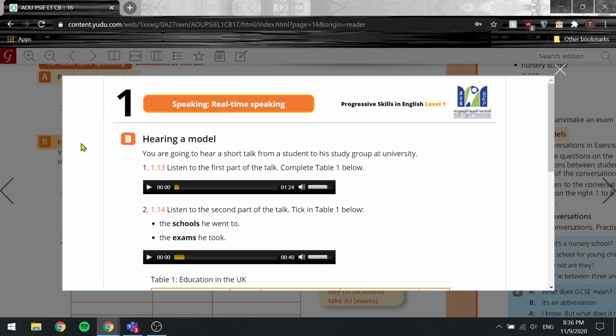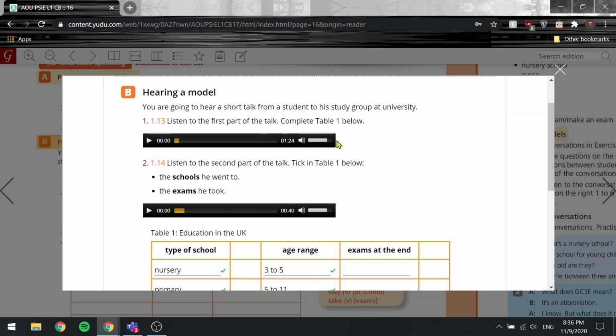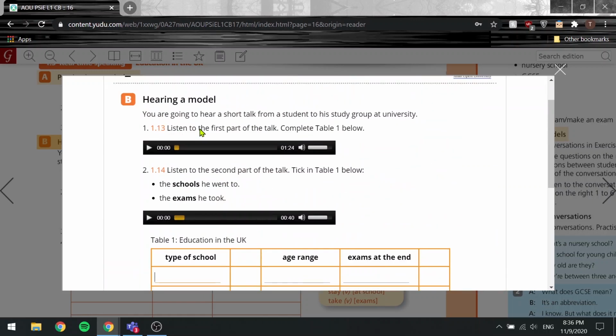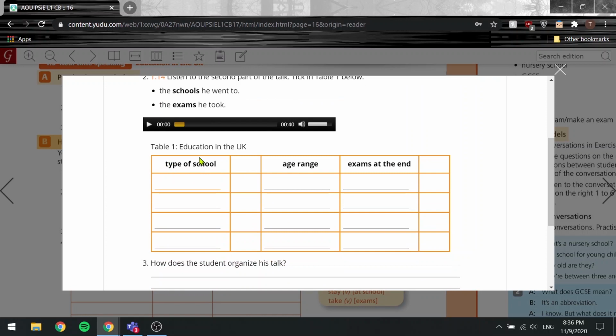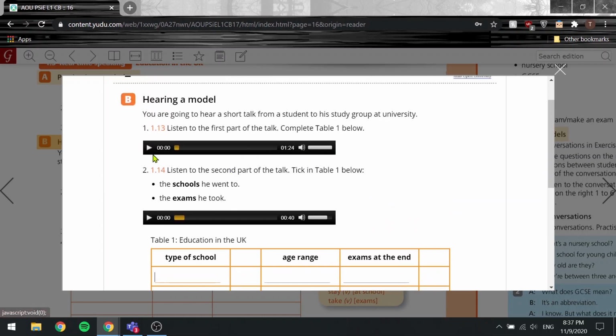We have B. Hearing a model. You're going to hear a short talk from a student to his study group at university. Listen to the first part of the talk and complete table 1 below. So before we listen to this, let's take a look at table 1. I'm going to turn this off. Okay, so table 1, education in the UK. I want you guys to remember these questions as you're listening to the audio. So we're going to be probably listening to different types of school, the different age range for each one, and then the types of exams that students take at the end. Okay, so here we go.